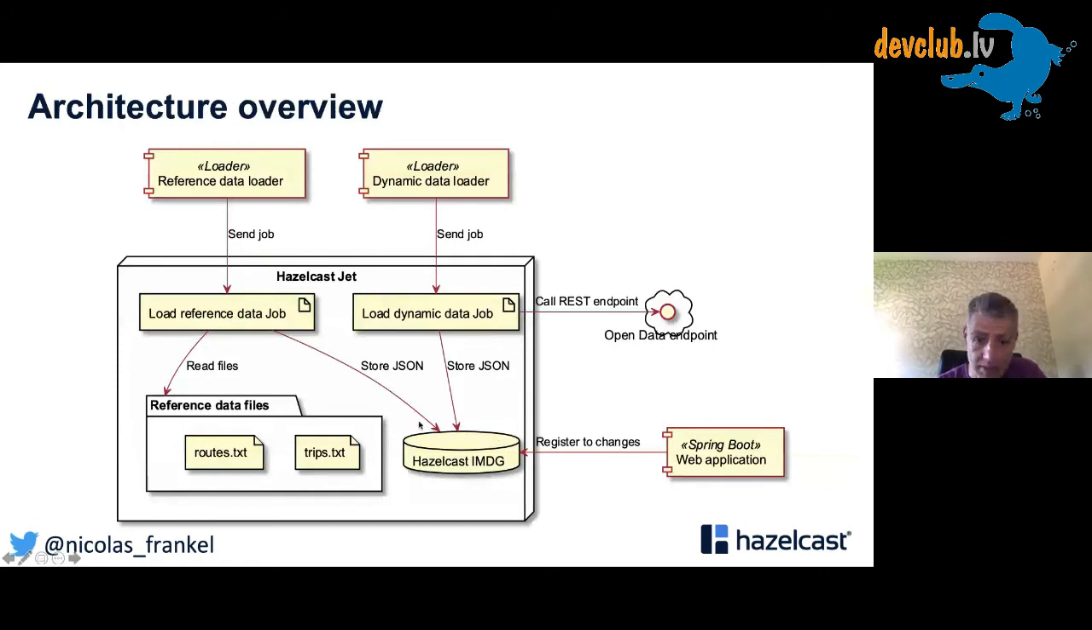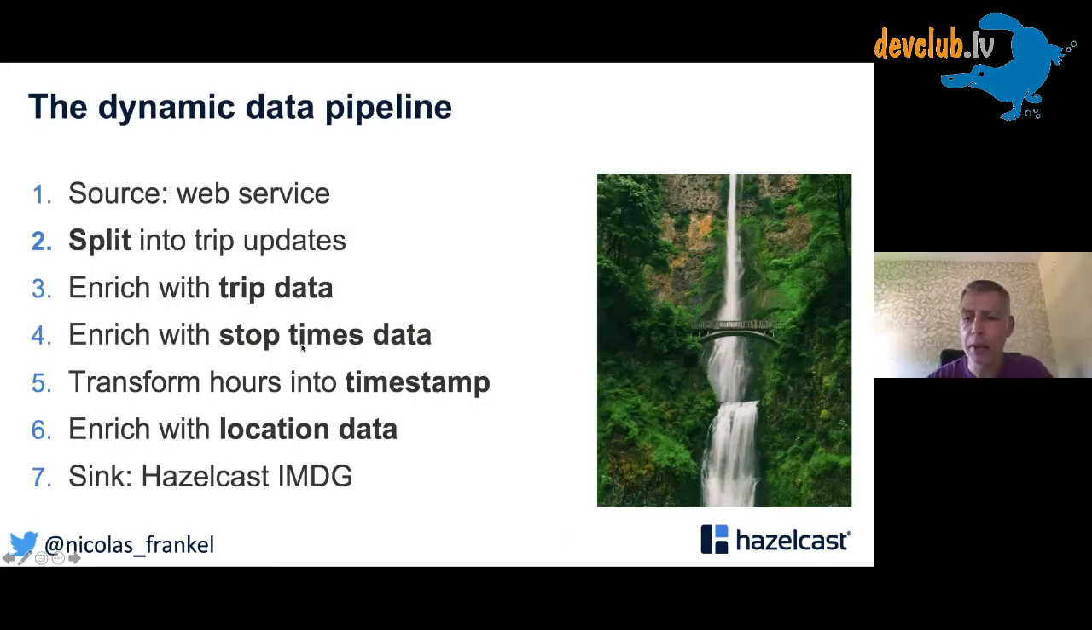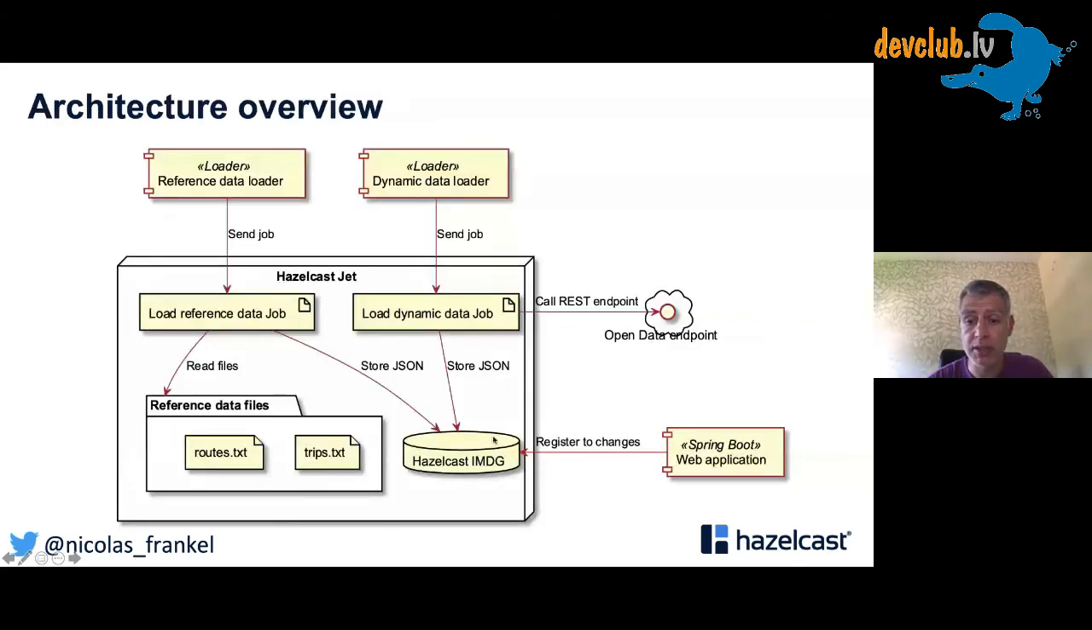Afterwards, when the Hazelcast IMDG is ready with every point of data, I will have this other job. Basically this job will be the one to call the open data endpoint, read the JSON and do all that stuff, and then store the final result into Hazelcast IMDG, into a different map. And then I will have a normal Spring Boot application that will subscribe to those changes. And then it will send the events through a WebSocket endpoint to my front end finally.